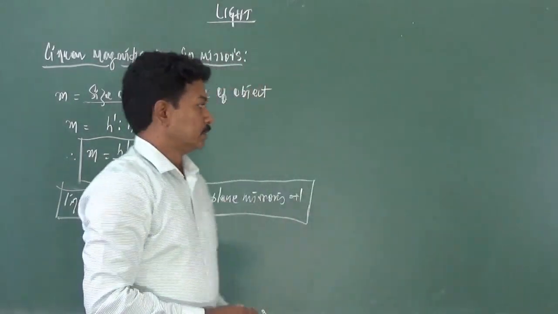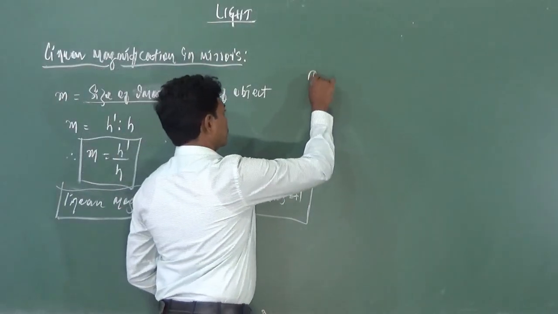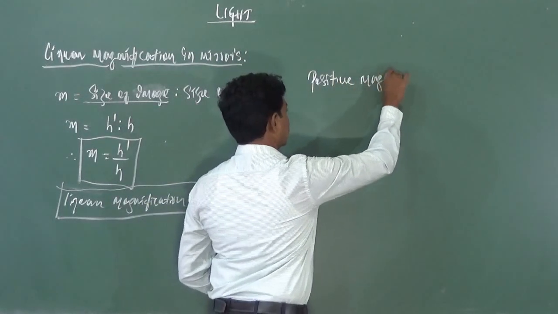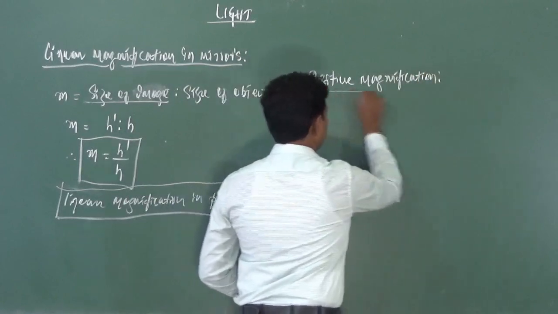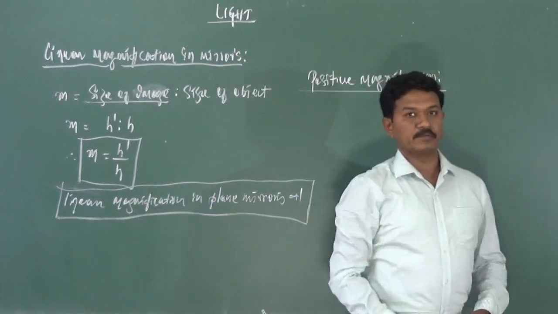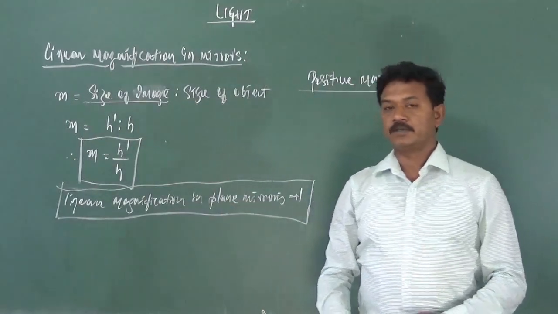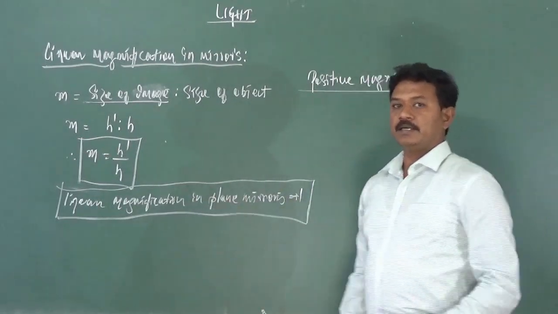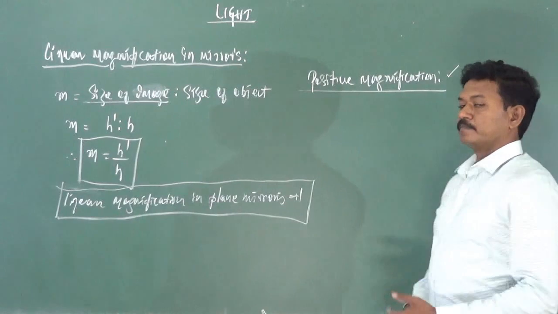Right. So in this magnification, we go for positive magnification. Very important. What do you mean by positive magnification? It means magnification may be positive or negative. It doesn't have any units, but it can be positive or it can be negative.